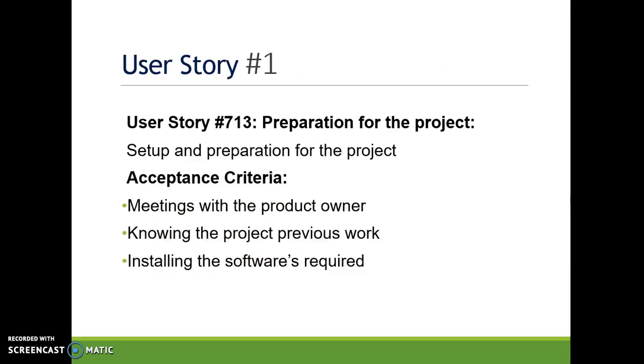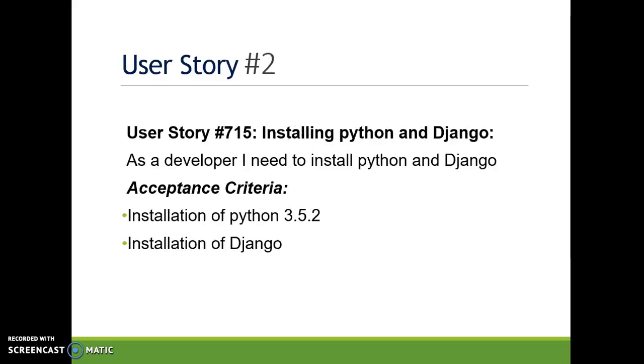So coming to the user stories we have done this semester. The first user story is preparation for the project. All this is setting up and preparing for the project. We consulted the product owner, learned about the previous work, and installed the software required for the project. The second user story is installing Python and Django. We installed Python, version 3.5.2, and Django.